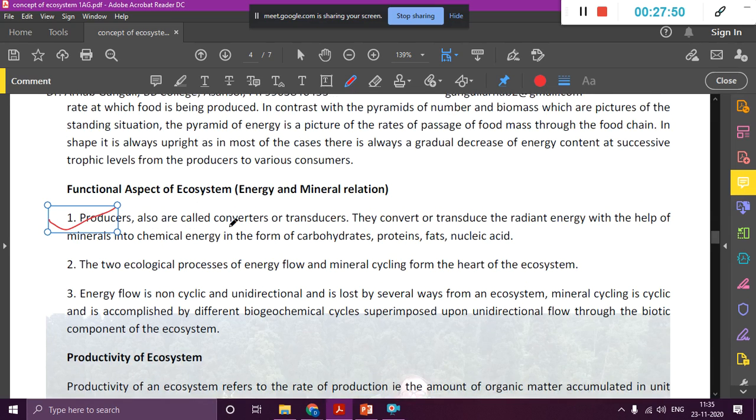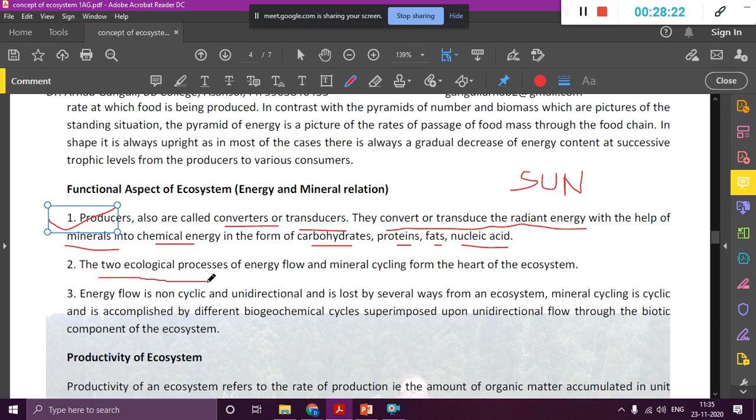Producers are also called converters or transducers. That is, they convert or transduce the radiant energy from the sun, with the help of minerals, into chemical energy. What is the chemical energy? That is carbohydrates, proteins, fats, nucleic acids. These are the chemical energy, the macromolecules which make up your bodies.